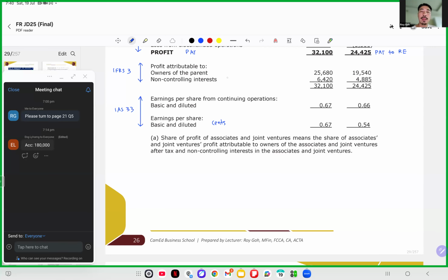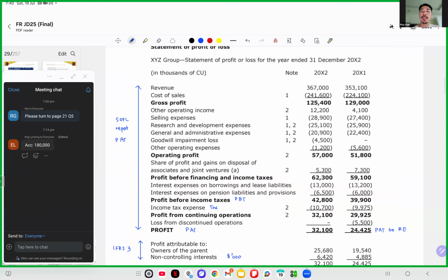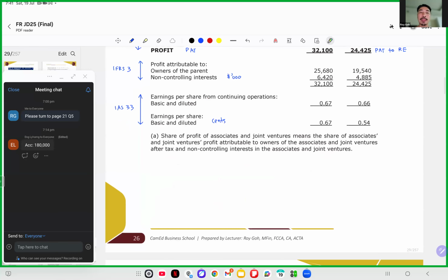The top you report in thousands of dollars. So it's called in thousands of dollars. Do you see? Thousands of CU. CU means cash unit or currency unit. Can be dollar, can be euros, can be ringgit. It doesn't matter. So CU means currency unit. The rest, this one must be in cent. Earnings per share in cent. Not in thousands of dollars. This is in cents. Clear?